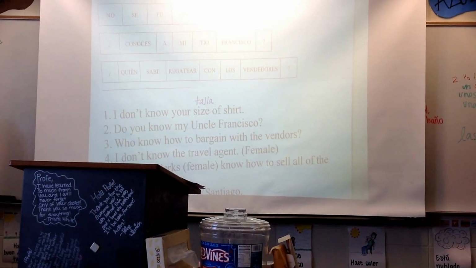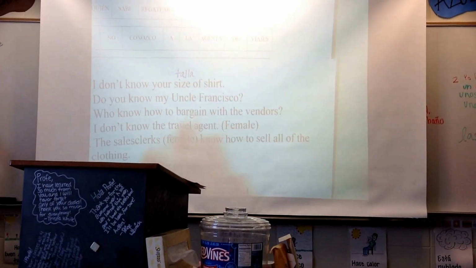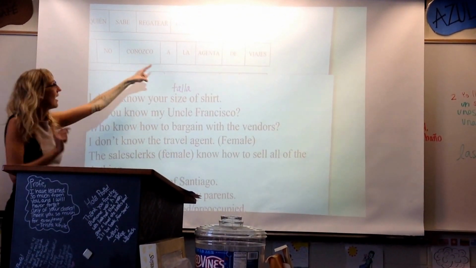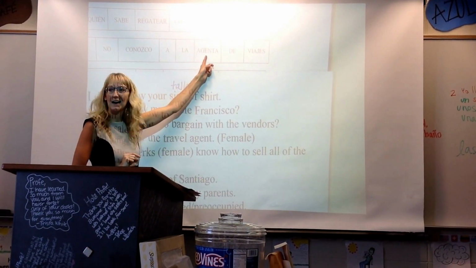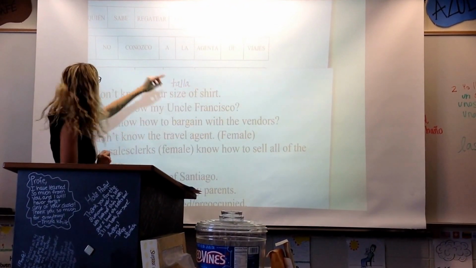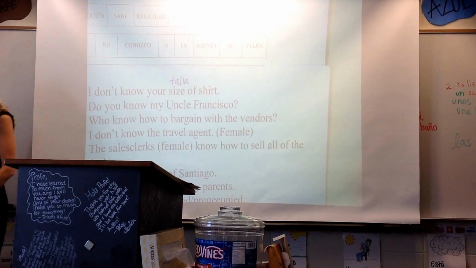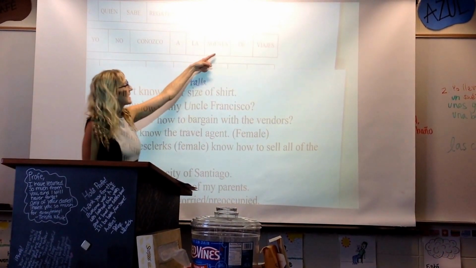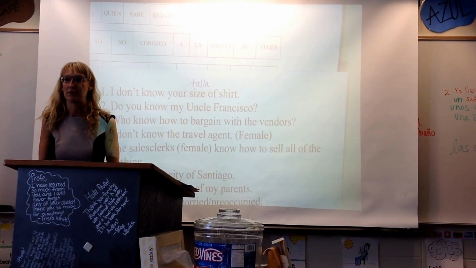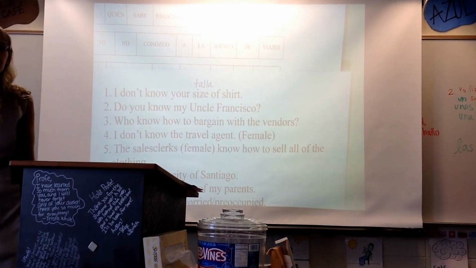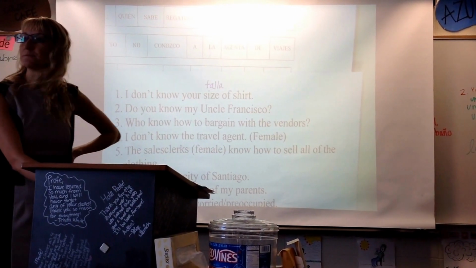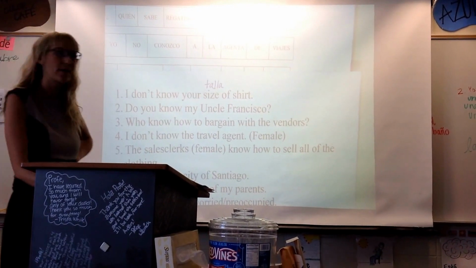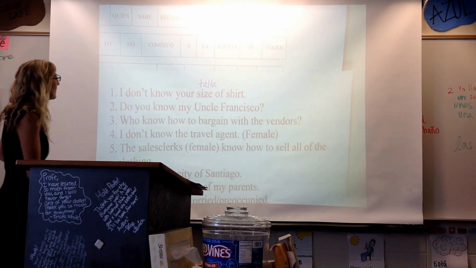Okay, next one. I don't know the travel agent. Yo no conozco. Make sure you have this personal a. La agente de viajes. Okay? Yo no conozco. I don't know. La agente, the agent de viajes, of travel, the travel agent. Okay, now tell me this. Why did we use conocer in this one? There's a person. Knowing a person. Good, good.